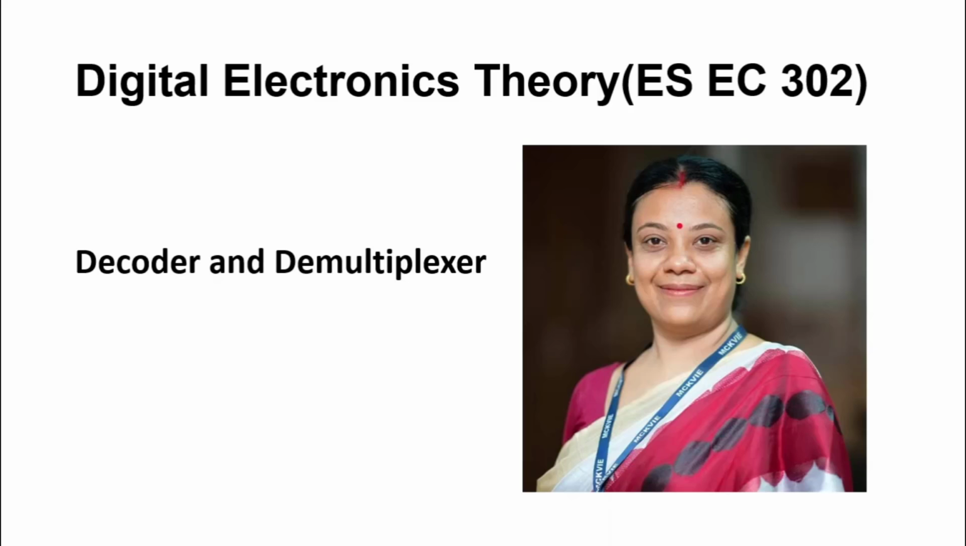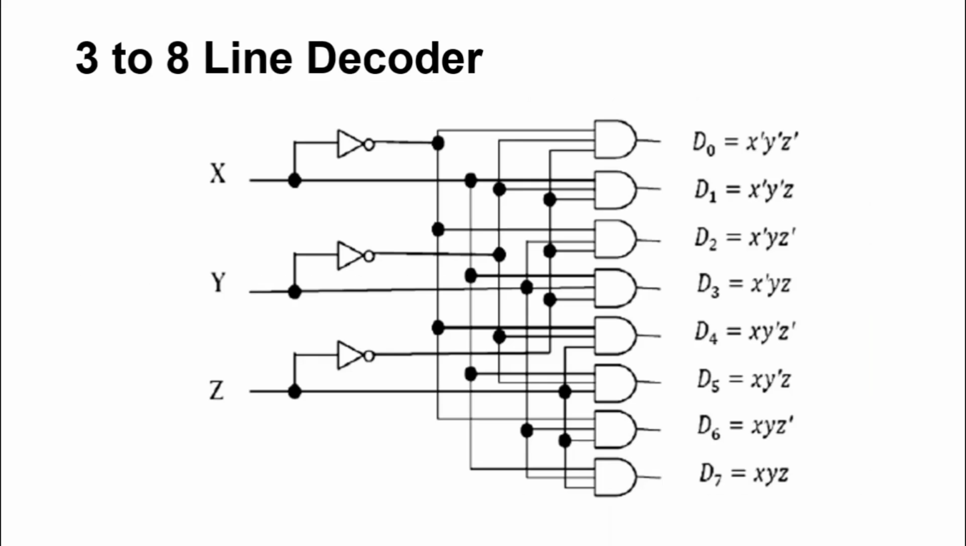Today, I will discuss the decoder and demultiplexer circuit. Discrete quantities of information are represented in digital systems with binary codes. A binary code of n bits is capable of representing up to 2 to the power n distinct elements of the coded information. A decoder is a combinational circuit that converts binary information from n input lines to a maximum of 2 to the power n unique output lines.